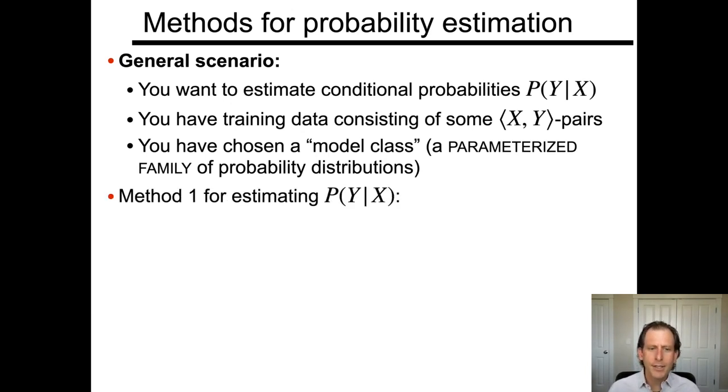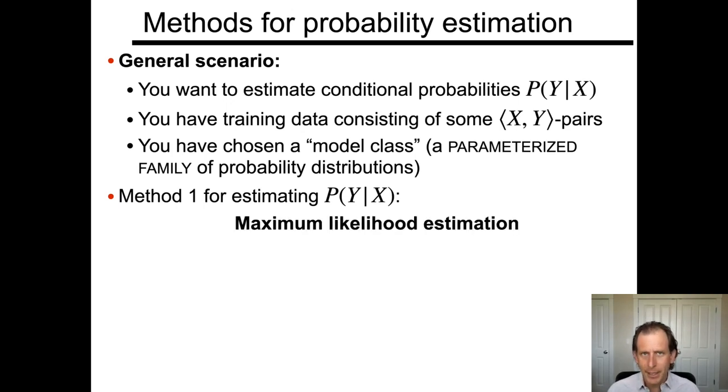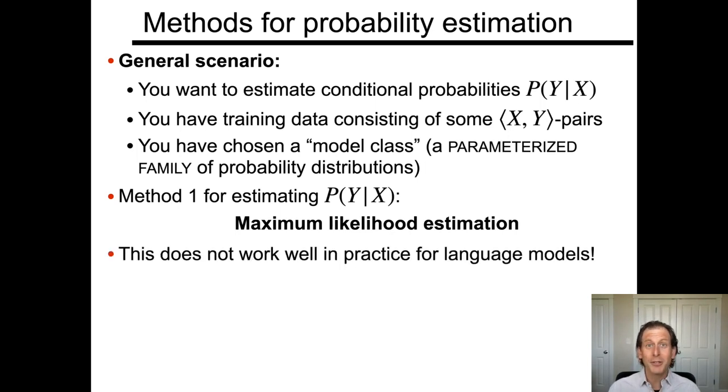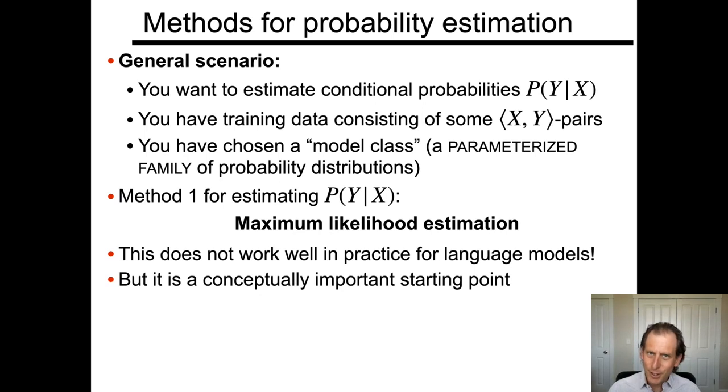Now, given the model class, we have to ask, okay, how do we get to the estimates of the probabilities in that model class? I'll start with what I think is useful to think of as a really basic, central, fundamental approach, but not usable satisfactorily in a lot of cases, and still important to understand. And that is the method of maximum likelihood estimation. This does not work well in practice for language models, but it is a conceptually important starting point. So I'm going to illustrate this first, and then we'll talk about what goes wrong with this for language models. And then we'll address ways of fixing the wrongness.